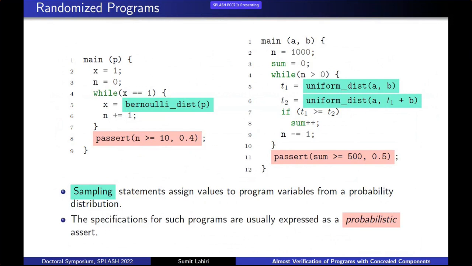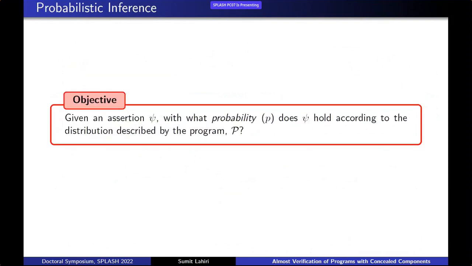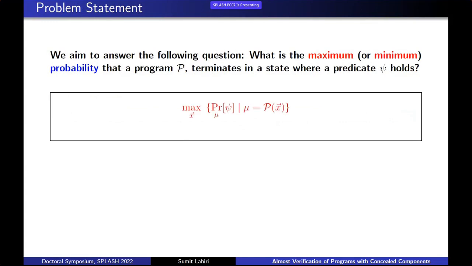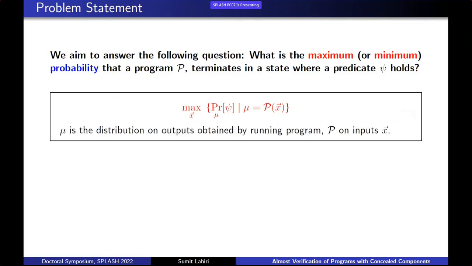So we want to check these programs. We resort to probabilistic inference, where the objective is: does some property xi hold for these programs with some probability, and we want to find out with what probability it holds for the given programs. Formally, the problem statement is that given some program P, we run it with inputs X, and the output is a distribution mu. Then with what probability does xi hold given we have mu?